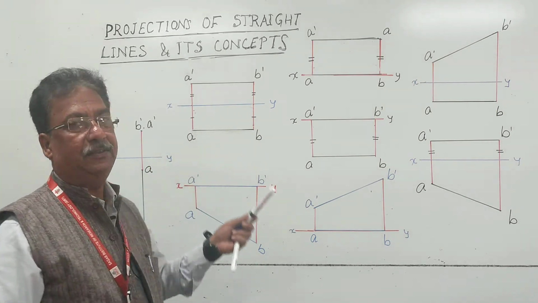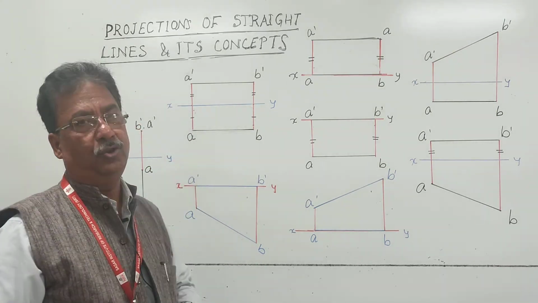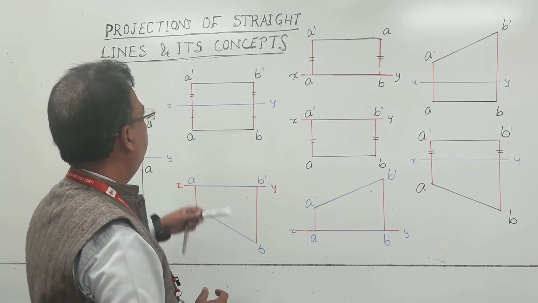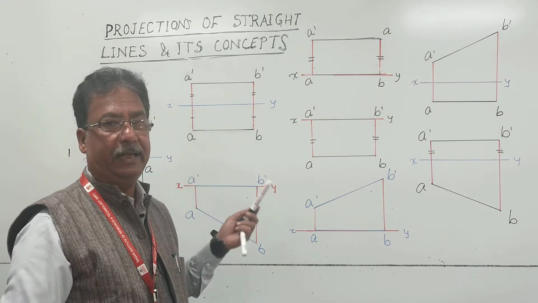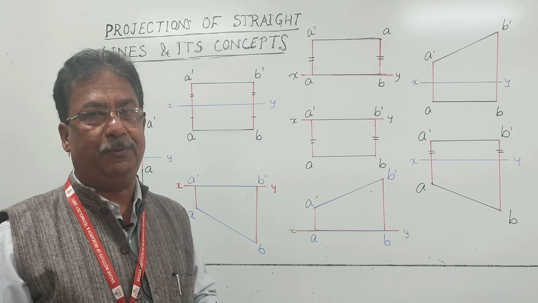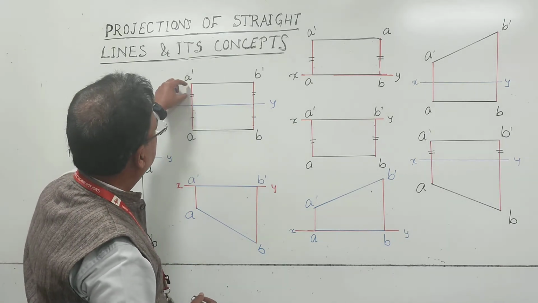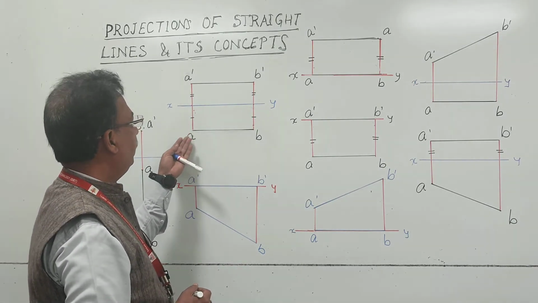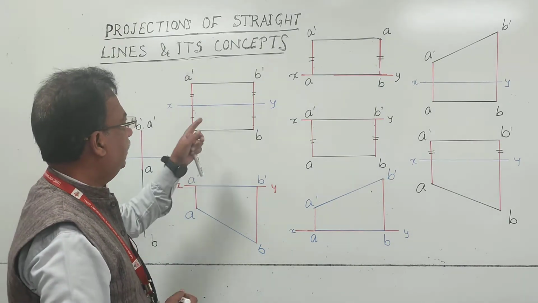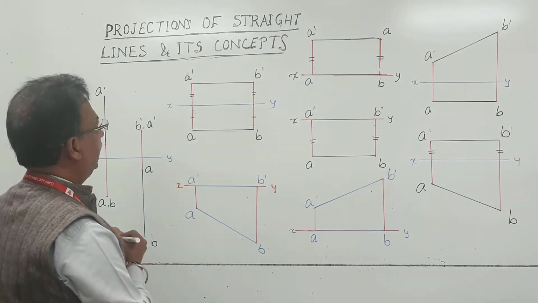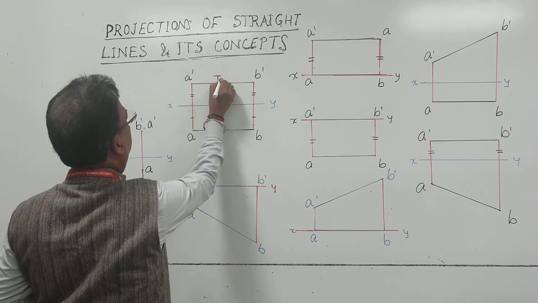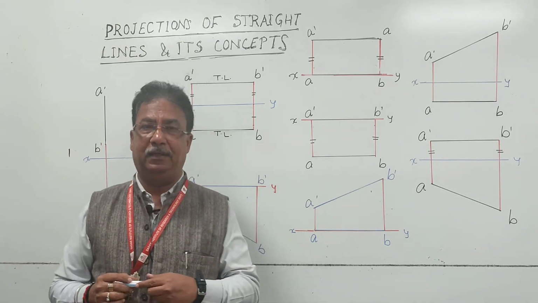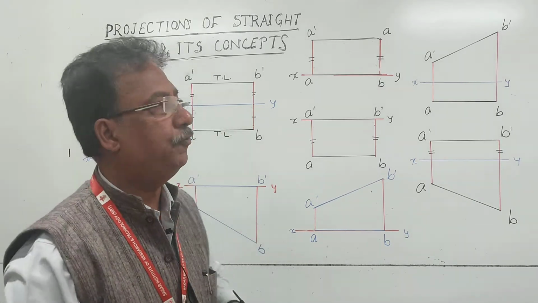This is our first line, the first case, when the straight line is parallel to both planes. As you remember, whenever a line is parallel to both, both its projections are parallel to the reference line. Again I have taken the line parallel to HP and VP both. This equal sign means the distance of A dash will be equal to the distance of B dash. The same way, the distance of A will be equal to the distance of B. So this is the first case when the line is parallel to both. As you know, whenever a line is parallel to both planes, both projections show the true length, and this is one of the simplest lines. So we will call that the simple position of a line.